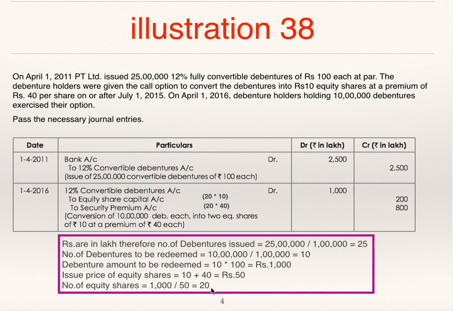20 equity shares into 10 will go to equity share capital 200. 20 equity shares into 40, 800 will go to securities premium account. They have passed a combined entry, 12% convertible debentures to equity share capital to securities premium, but it is always better to pass two entries. 12% convertible debentures account debit 1000 to debenture holders account or debenture redemption account 1000. This is the first entry, and second entry will be debenture redemption or debenture holders account debit to equity share capital to securities premium account.